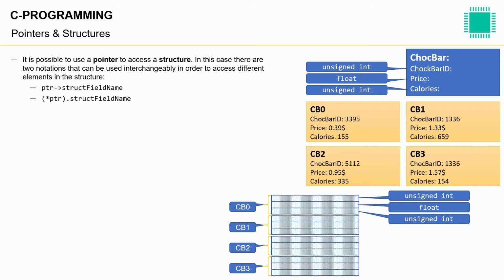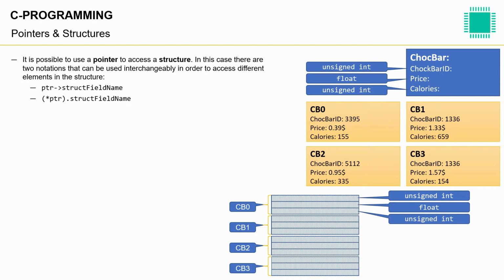Now in our example, we have a chocolate bar structure, okay, and it has a chocolate bar ID, price and calories, and chocolate bar ID is going to be an unsigned integer. We don't have that many. Price is going to be a floating point number. It's going to be in dollars, and unsigned integer for the calories as well.